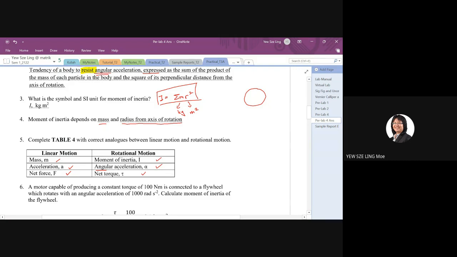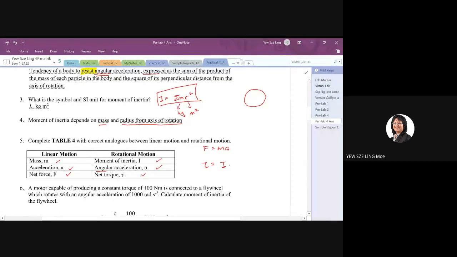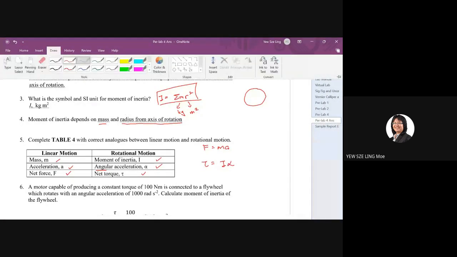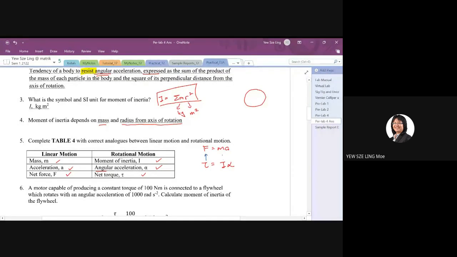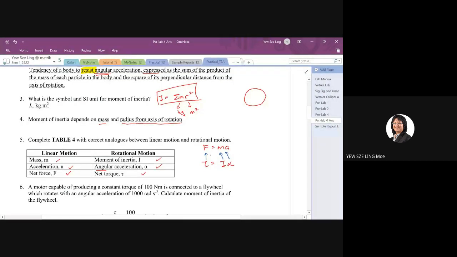Now, in that case, what can I say about rotational motions? In Chapter 4, we know F equals ma. Since they are very similar to each other, you just change the symbol so that we can use it in rotational motion, which means torque can be written as I alpha. Why? Because torque is analogous to F, I is analogous to m, and alpha is analogous to a. So you just replace the symbol with the symbol in rotational motion.